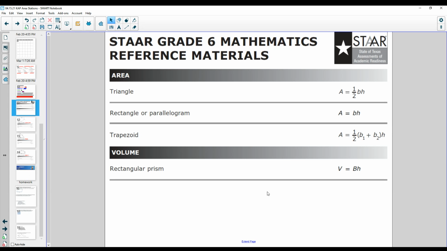Welcome. Today's lesson is over how to find area for the triangle, the parallelogram, and the trapezoid. So this is a mathematics chart you will receive during STAAR. It is not necessary to memorize these formulas. However, it is important that you know how to use these formulas and what parts go to each one.